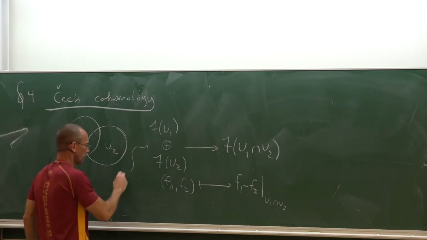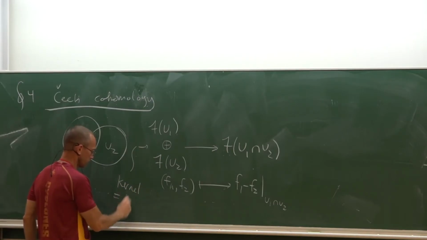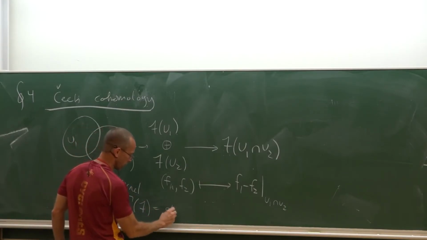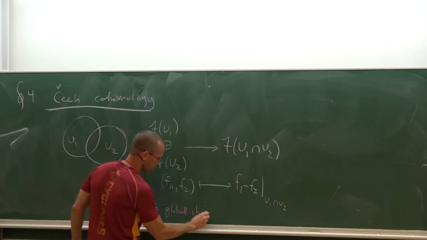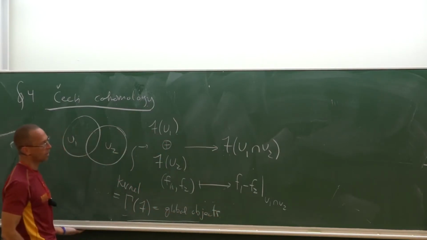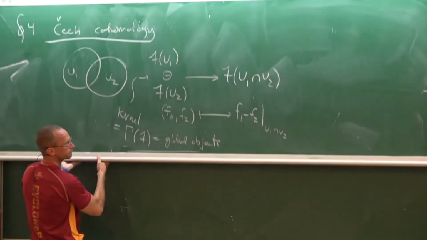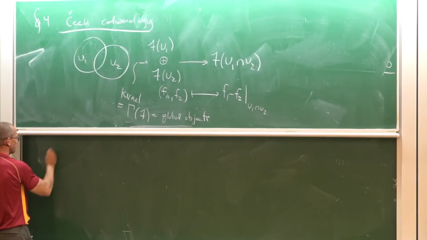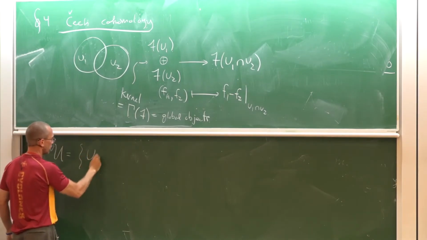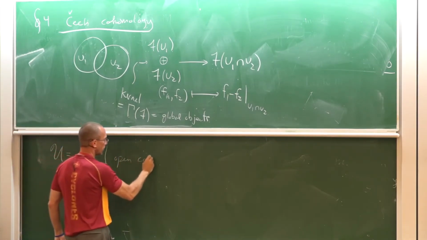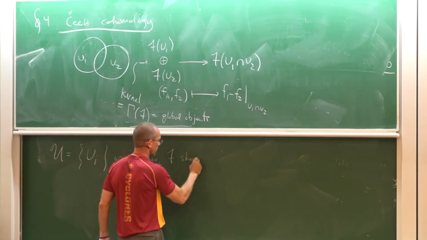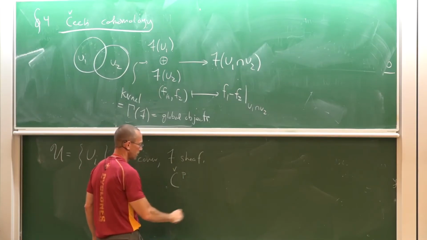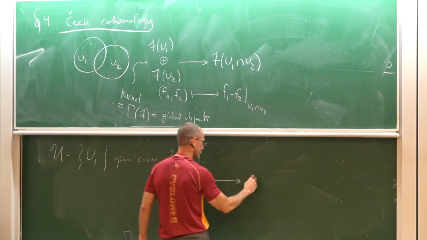So this kernel equals Gamma of whatever our sheaf is, F, equals global objects. And that's exactly what Čech cohomology is designed to capture. So now I'm going to define Čech cohomology for us. Suppose that I have some open cover U, and F some sheaf. I'm going to define the Čech cochains C^p check, and a differential on the Čech cochains.